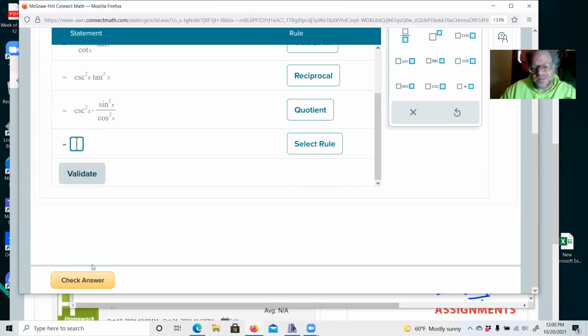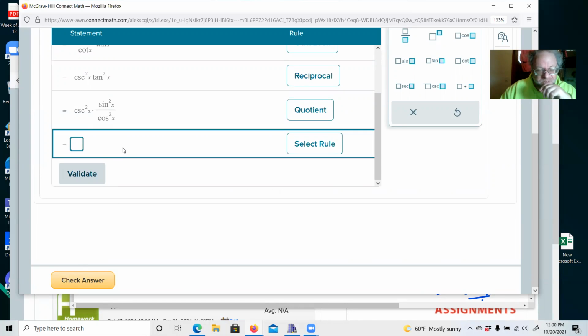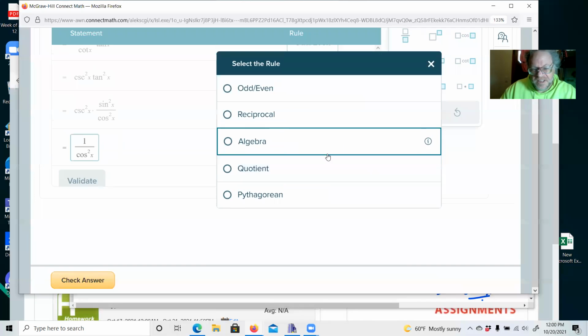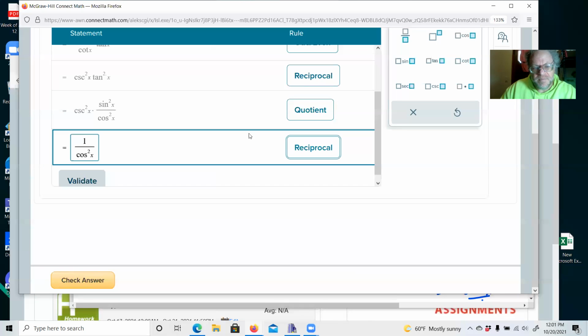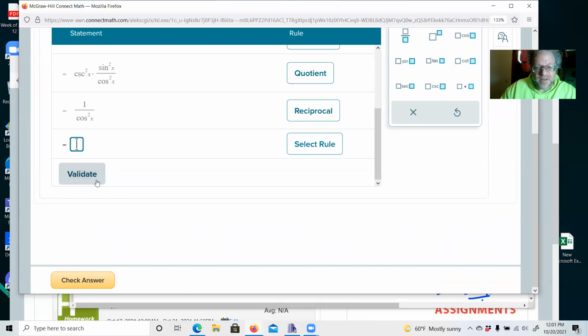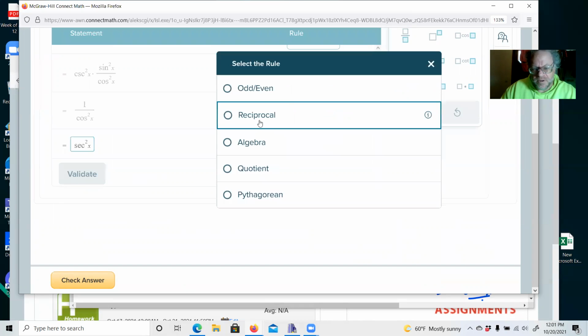I don't know. This is getting worse and worse because the number of steps is building up. The amount of time we've spent is building up, and the check answer is going to be that much worse. So I'm kind of hoping it works out. Okay, and let's say this is 1 over cosine squared x. It's not going to like a lot of this. And we're going to say that's reciprocal, because cosine squared times sine squared is 1. Okay, we'll say validate. And then we'll say equals secant squared x. The rule again is reciprocal.